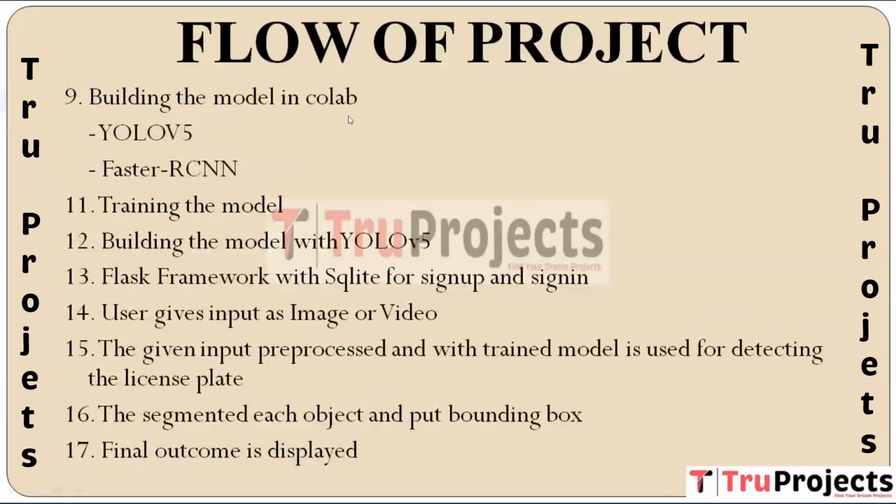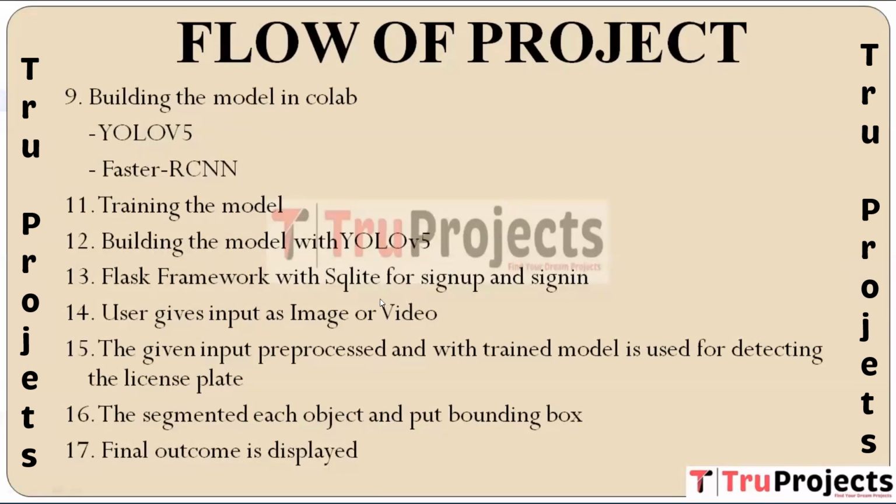Then we have building the model in Colab. In Colab or another environment, you create the object detection model. The outline mentions YOLO V5 and Faster RCNN, which are two different object detection models. Then we have training the model. This step involves training the object detection model on your dataset. Training involves adjusting the model's parameters to recognize and locate objects in images accurately. Next, we have building the model with YOLO V5. This might be a continuation of the previous step, specifying the YOLO V5 model architecture and configuring it for training.